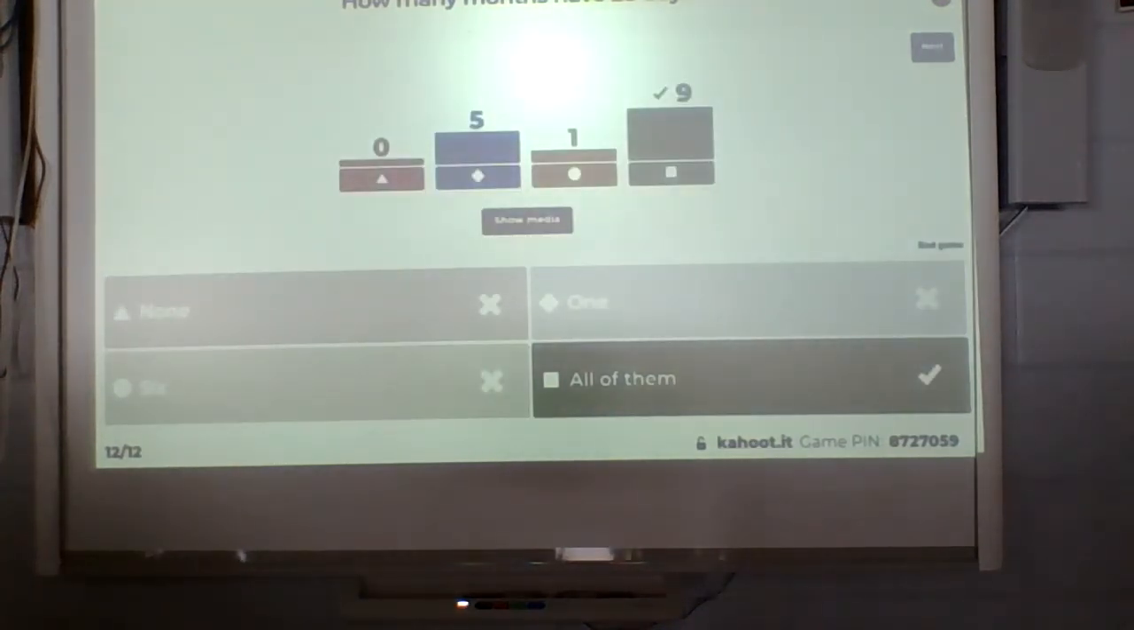Why is it all of them? Because every single month has 28 days. If all the months have 28 days, some have more than 28 days. It doesn't say exactly 28 days. So January had more than 28 days, but it has 28 days.